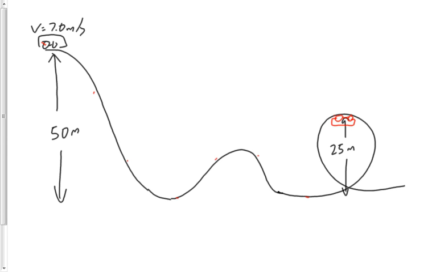Let's make this our initial point. Let's make this our final point. And let's say EI equals EF. What kind of energy do we have at the beginning of this problem? When we're at the top of the hill, starting off, moving at 7 meters per second, what kind of energy do we have? Good. You got potential energy because you got a height of 50 meters. You got a lot of potential energy.